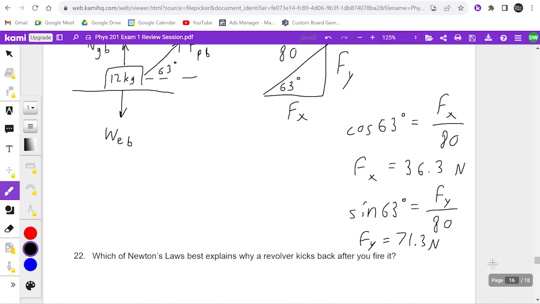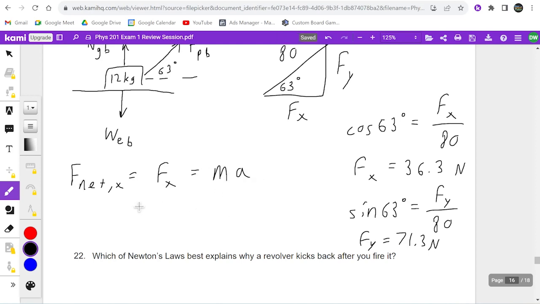Well, now I'm going to do F net x and F net y. I'm going to start with F net x. It doesn't matter which one you do, but I'll do F net x first. And that's going to be all the forces to the right, which is really only Fx. Fx is the only force that points to the right. There's no forces to the left, so minus nothing. And then that equals the mass times the acceleration.